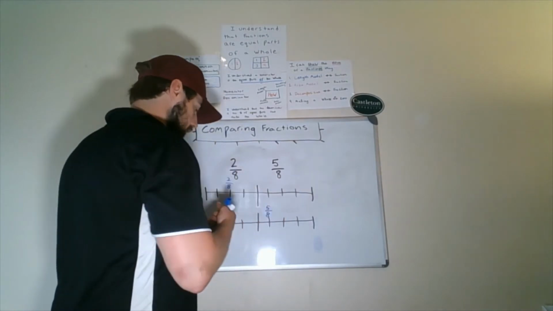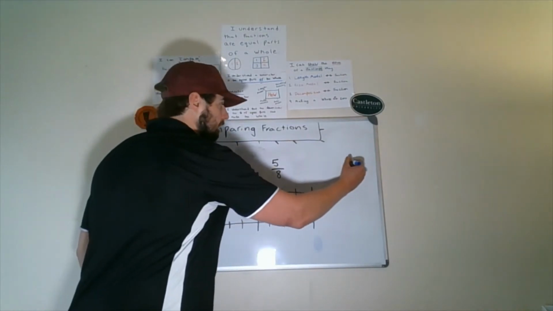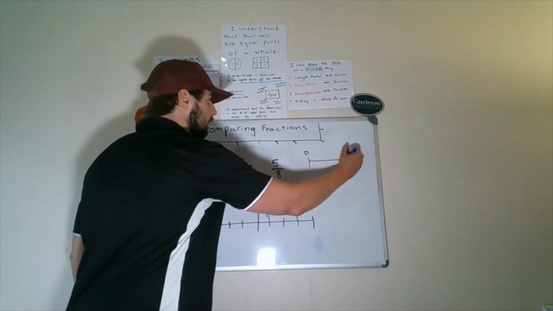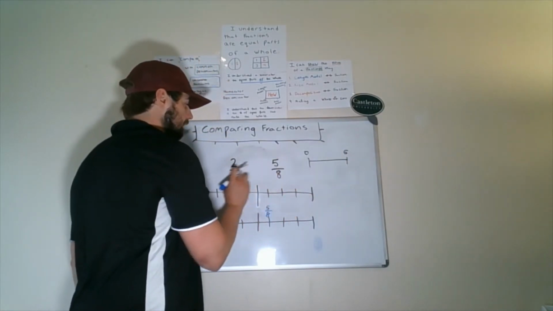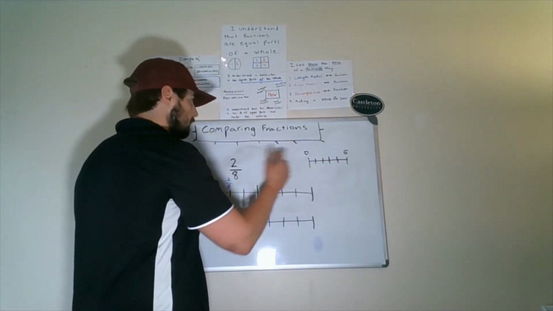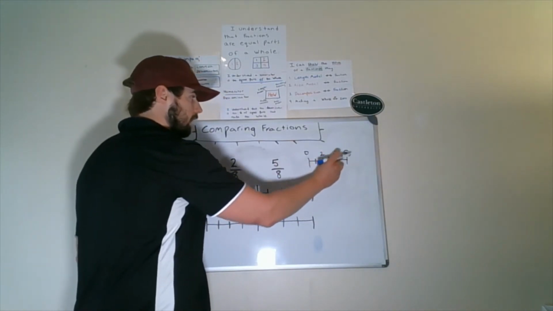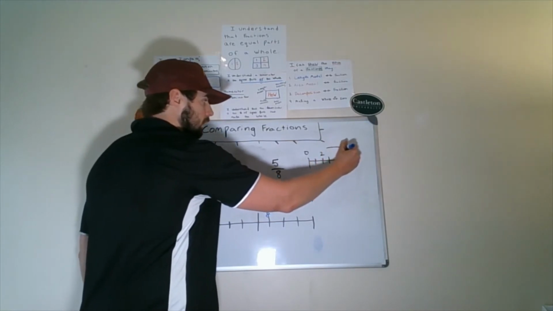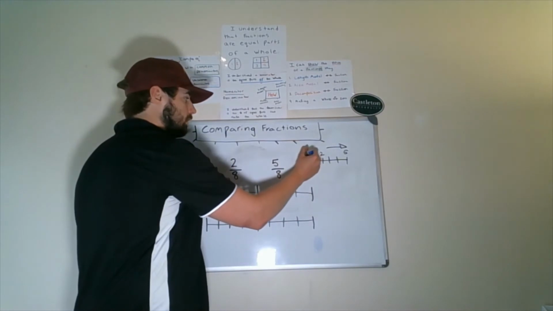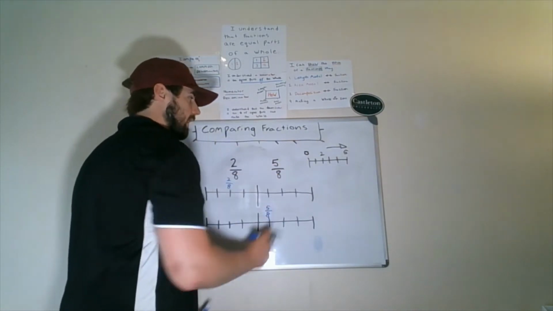5 is a greater number, has greater value than 2. Here's my 5. 1, 2, 3, 4, 5. 2 would be right here. 5 is greater than. It's more on our number line. We had 0 here. It's greater than.